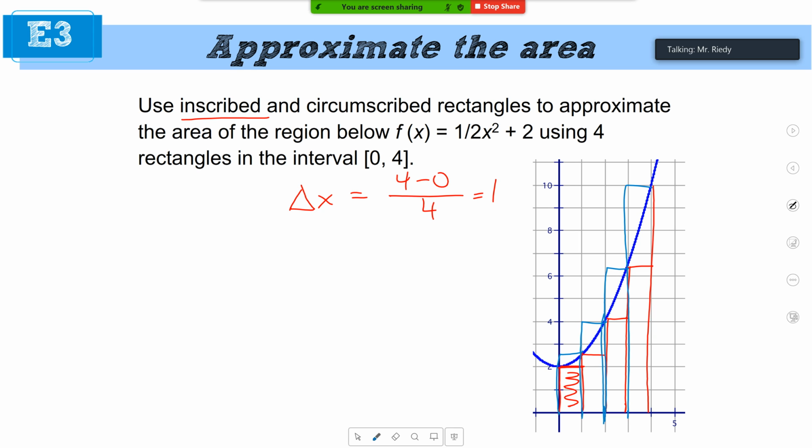How do I figure out, for instance, the height of this particular blue rectangle? Well, I realize that that's the key point that I need right there. That's the height of the rectangle. What is that? That's f of 3. Okay, you can go do the rest of that stuff.